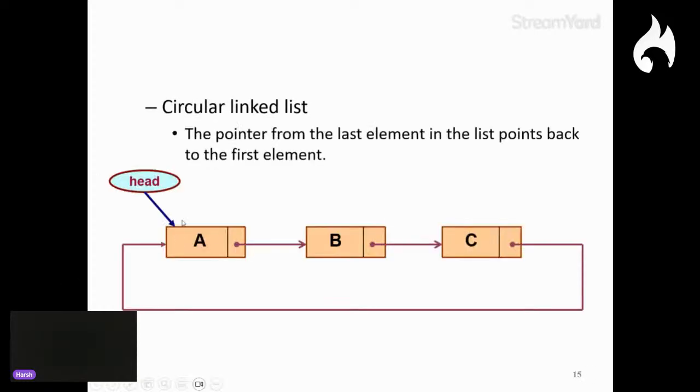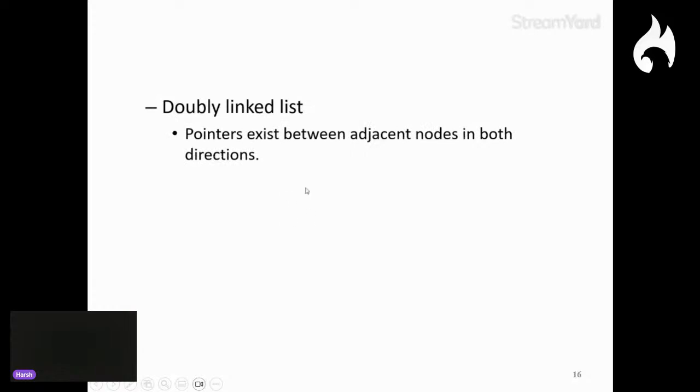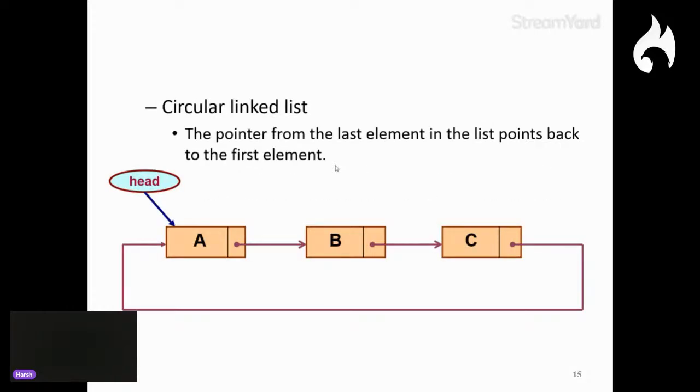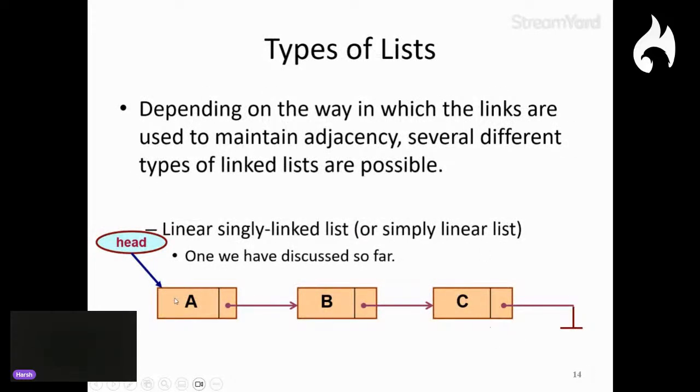Next in line is the doubly linked list, in which nodes are joined in both directions. In a singly linked list, as you can see from this diagram, A can only point towards B, and B can only point towards C. A can't point back, and B can't point back towards A. We can't traverse a singly linked list backwards, from C to B or B to A. We can only traverse A to B and B to C, and C points towards null.